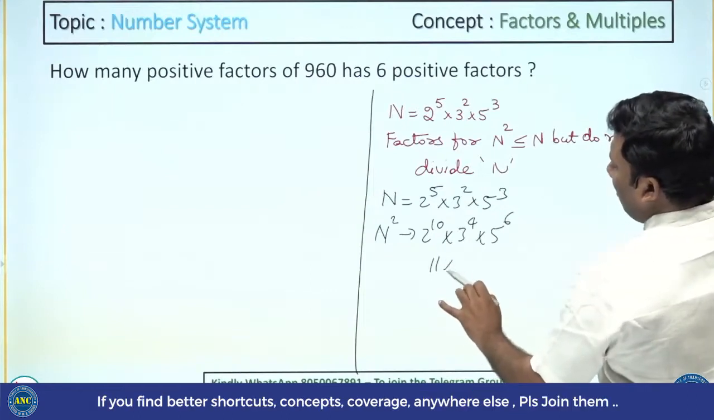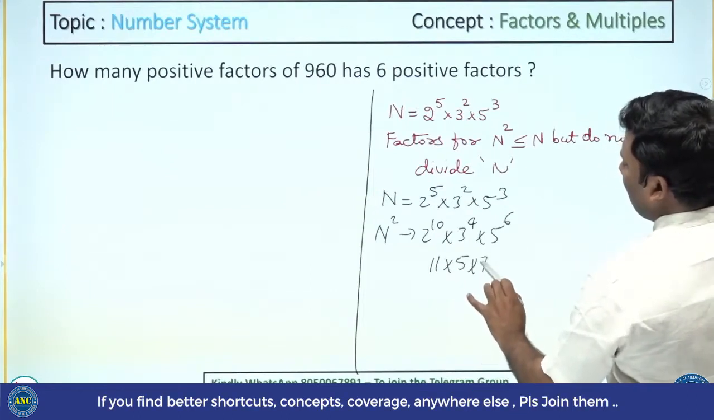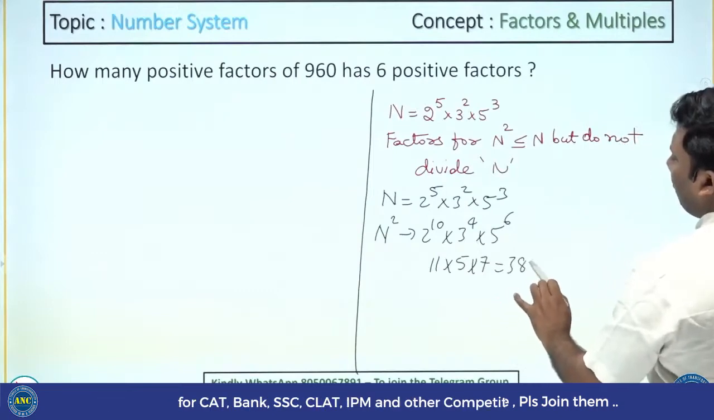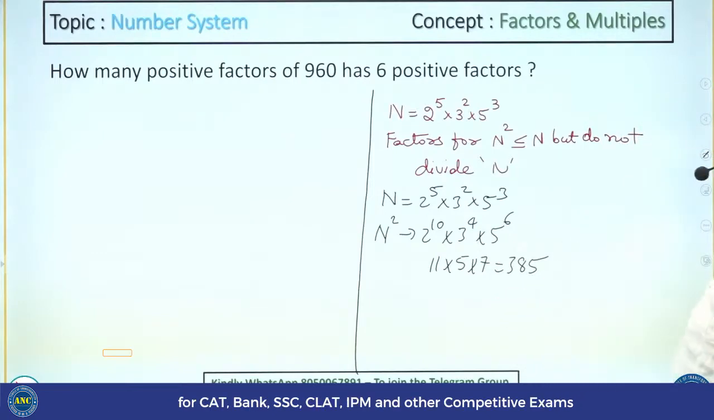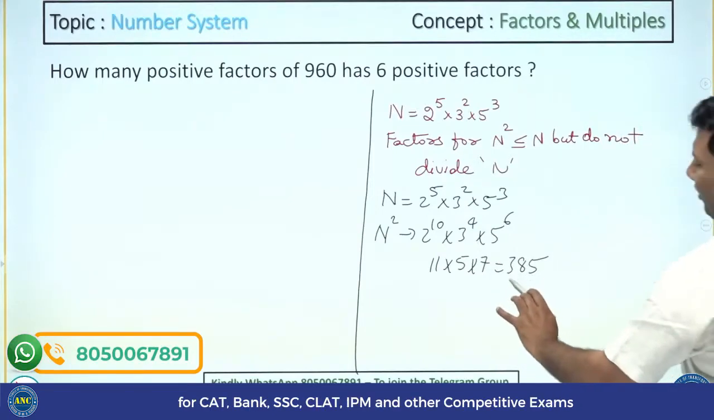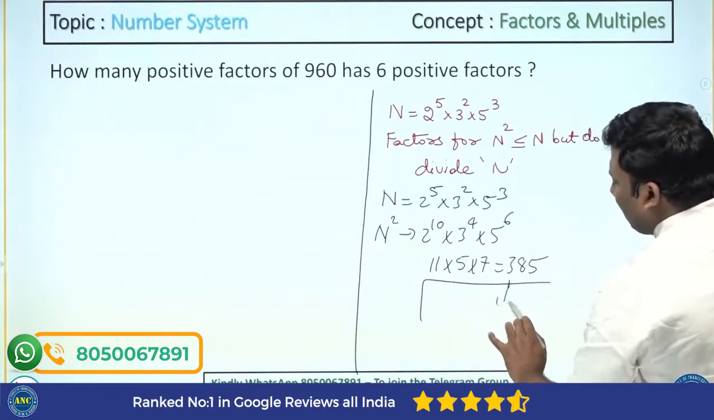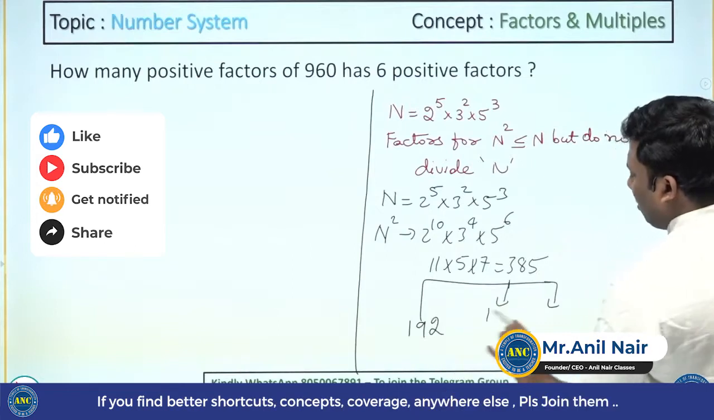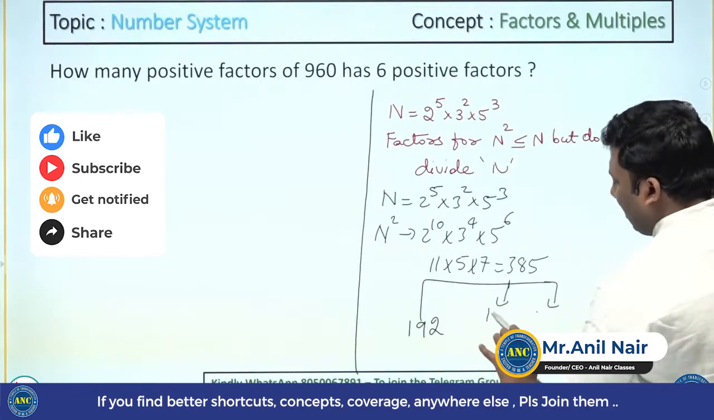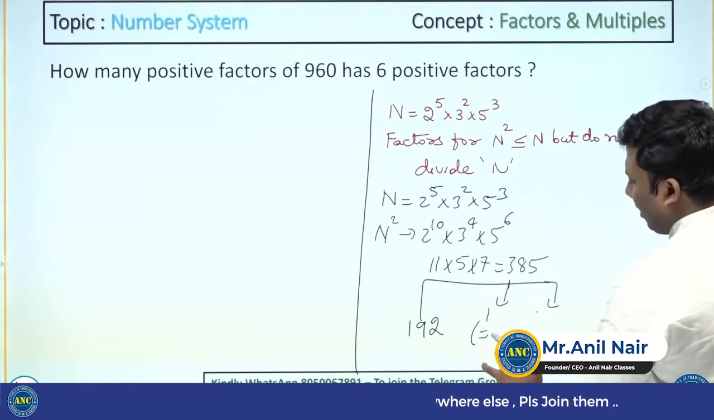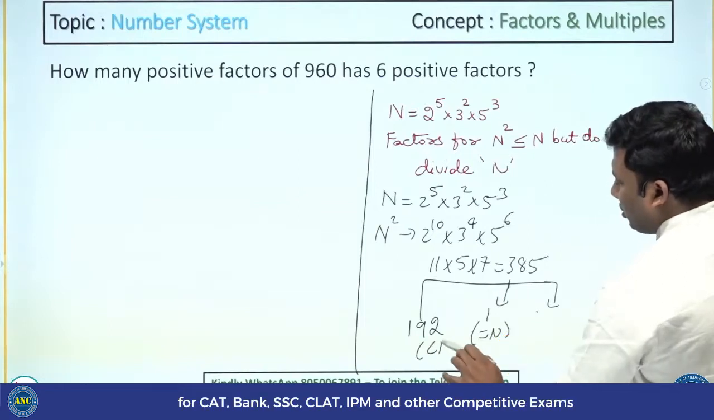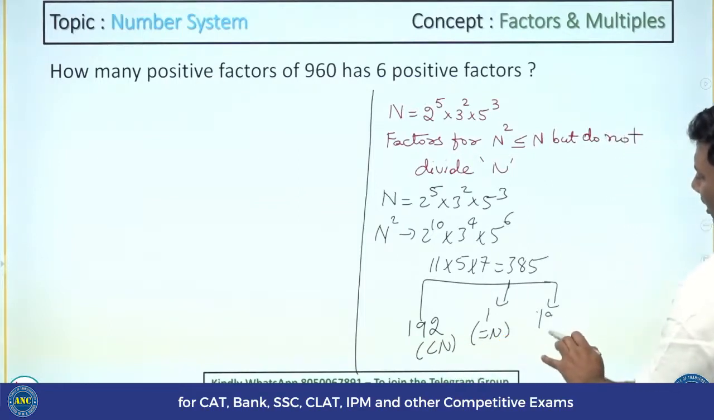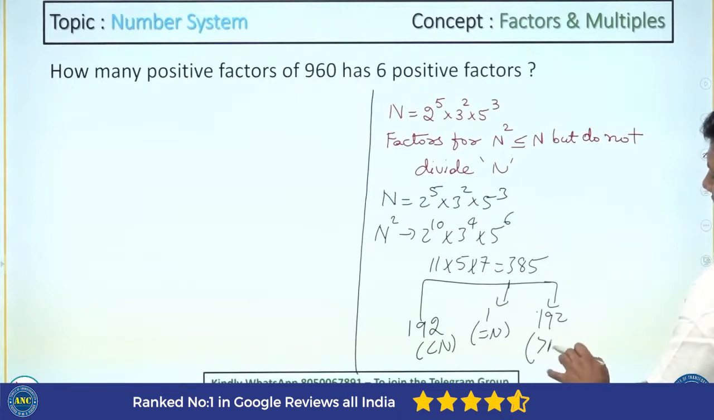How many factors will be there? 11 into 5 into 7, which is 385 factors. One factor equivalent to n. Remaining, it will be 192 less than n, 192 greater than n. Are you all with me?